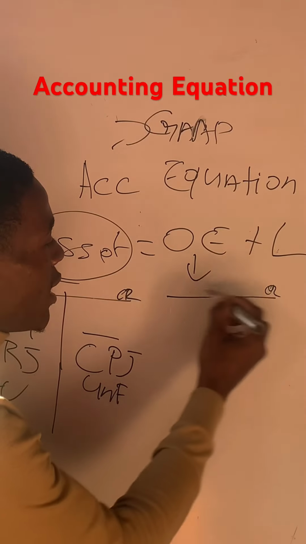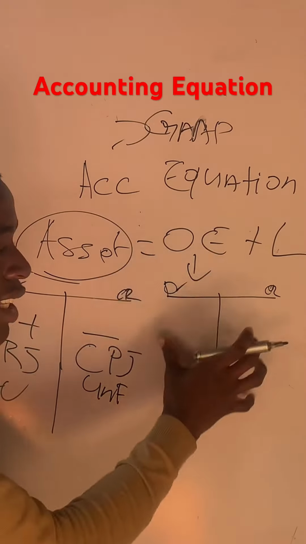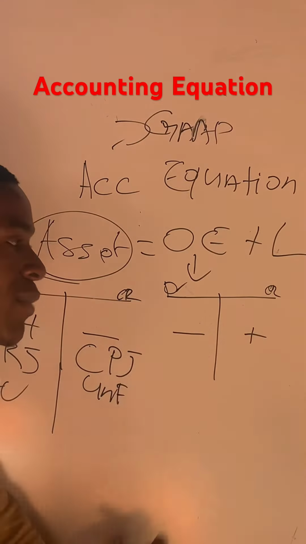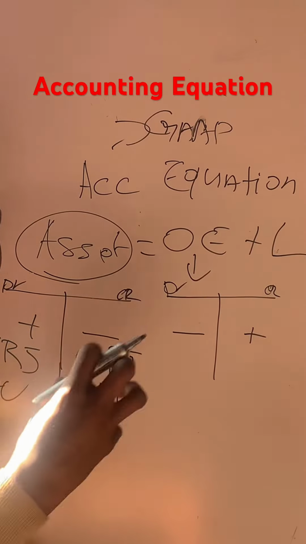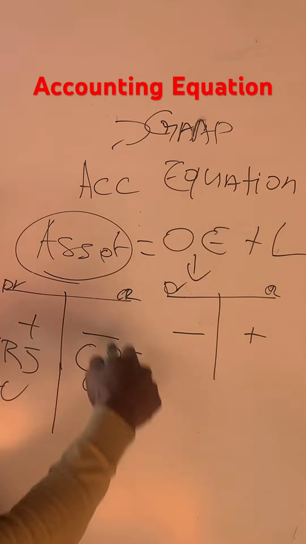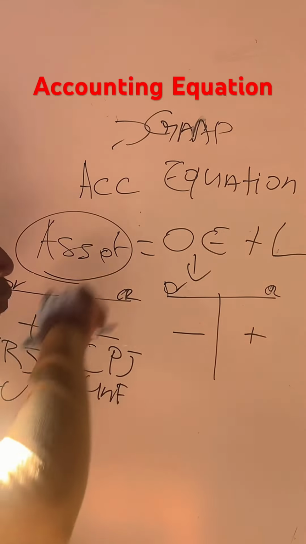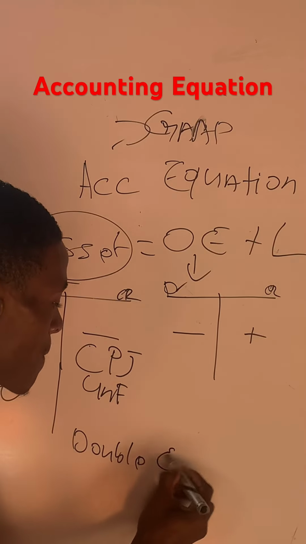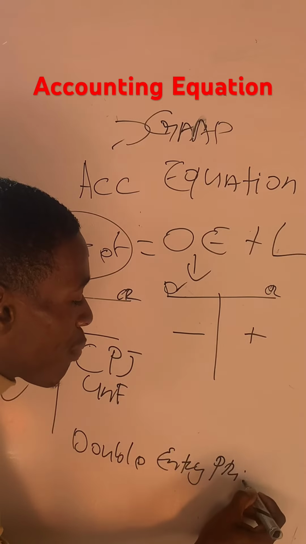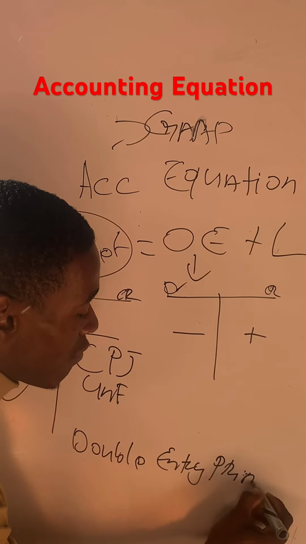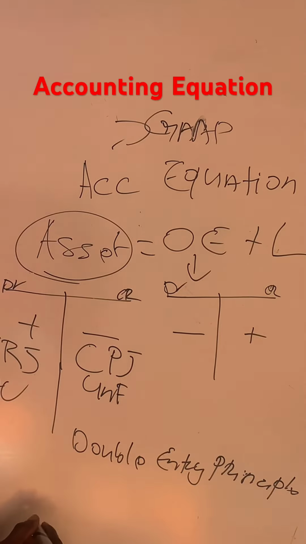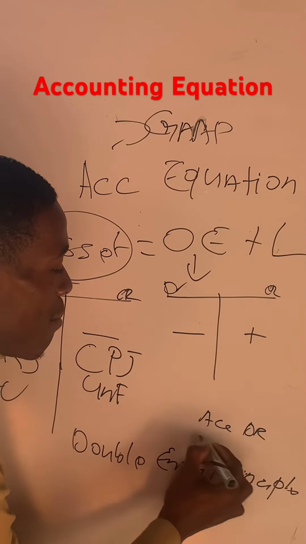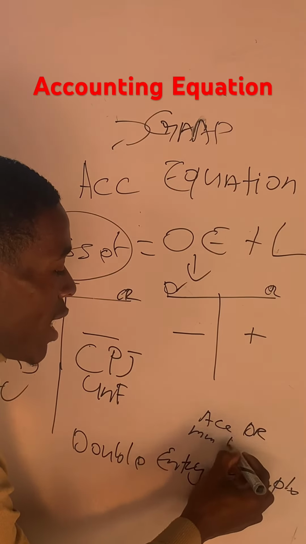So this is our credit side, this is our debit side. Our owner's equity increases on the credit side and decreases on the debit side. So it does the opposite of what is done by the asset. This in accounting is the double entry principle. Remember, the double entry principle is very much more important. What it says is that the account debited must also be the account that will be credited.